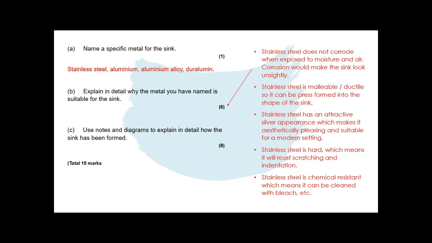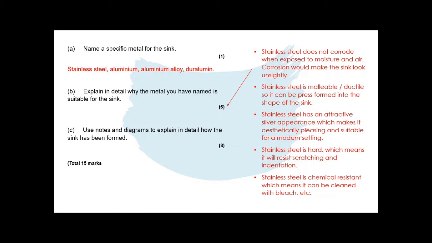Name a specific metal for the sink, things like stainless steel, aluminium, aluminium alloy, beryllium. Most commonly people probably said stainless steel. So B, explain in detail why the metal you've answered is suitable. If I say most people probably chose stainless steel, that's the one I would have gone for.